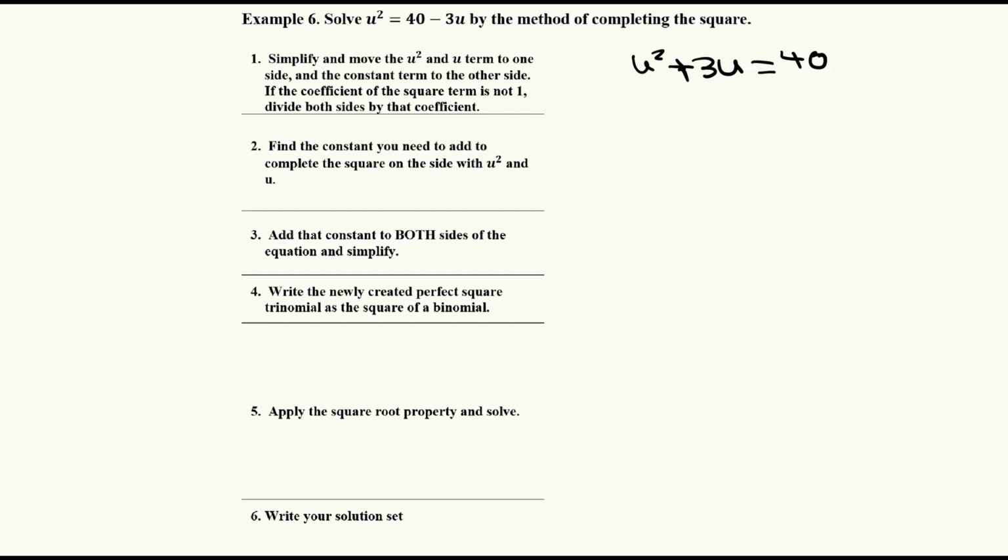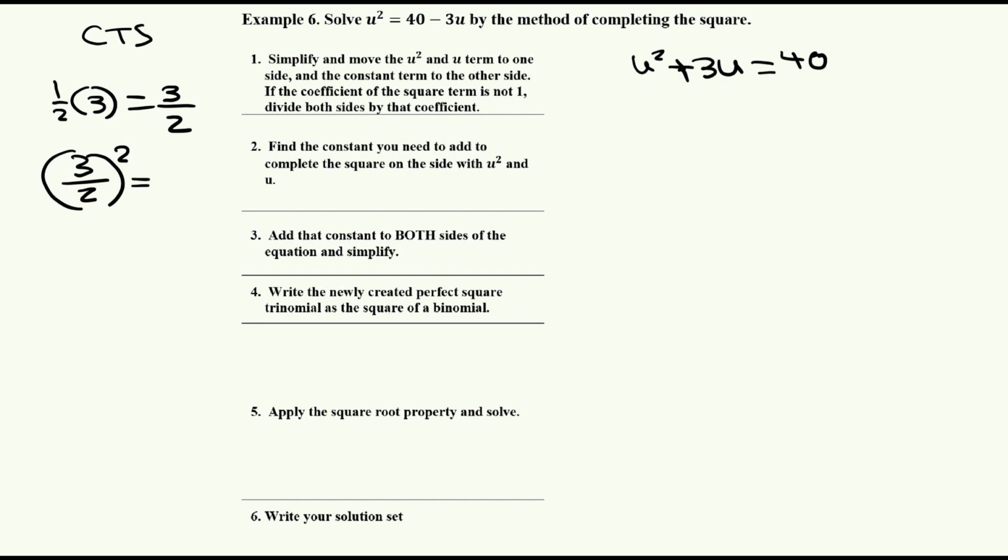Now we go ahead and find what we need to add to complete the square. Remember, this is normally side work. We don't want to write it in the flow of our problem. So we'll take 1/2 of 3. This will be kind of our CTS corner here, completing the square. That gives us 3/2. Then we take the 3/2 and square it to get 9/4. So we know that we need to add that to both sides.